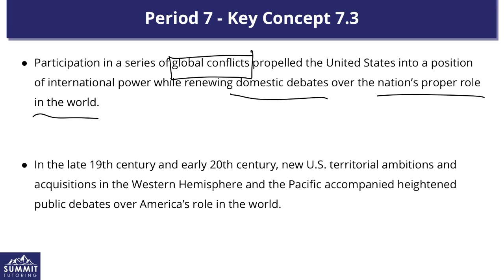And then in the late 19th century into the early 20th century, acquisitions, we're going to see even more land being acquired by the U.S. in the Western Hemisphere and the Pacific as well. That's going to be accompanied by heightened public debate, again over the role of the U.S. So we're going to see these global conflicts, and then we're going to see these acquisitions of more land in the Western Hemisphere and the Pacific region. That's going to lead to the debate over America's role in the world.